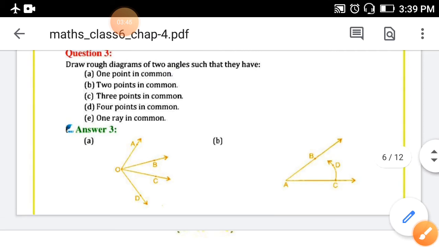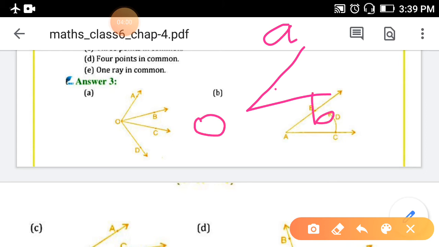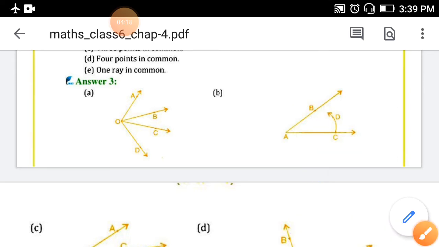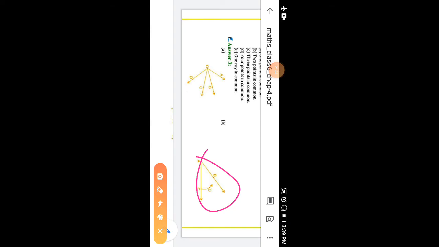Second one, 2 points in common. Let me draw this figure. This is the first angle, here A, here B and here point O. Now the second one, here point B, O and D or C, whatever name you can give. So you can see in both the angles point O and point B are common. Whatever I have drawn, you can draw in your notebook.